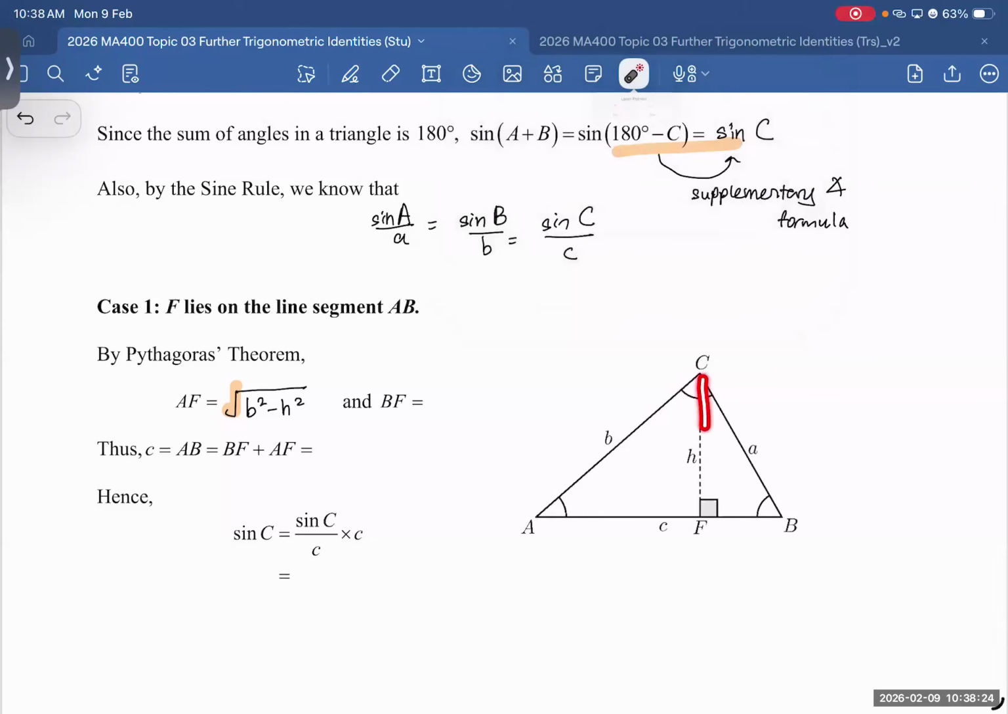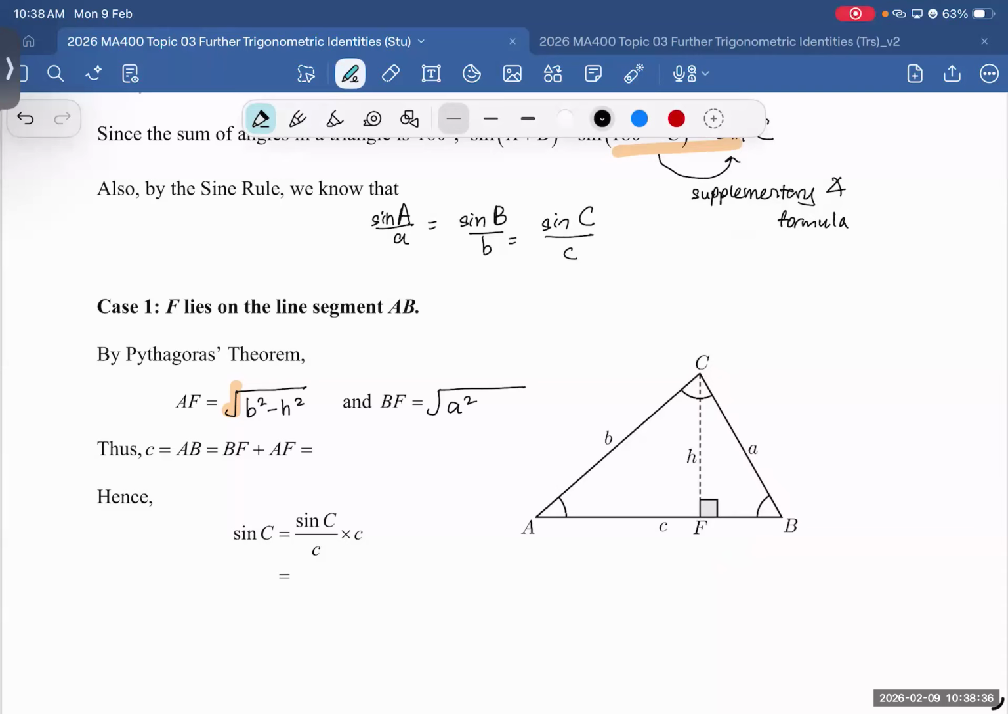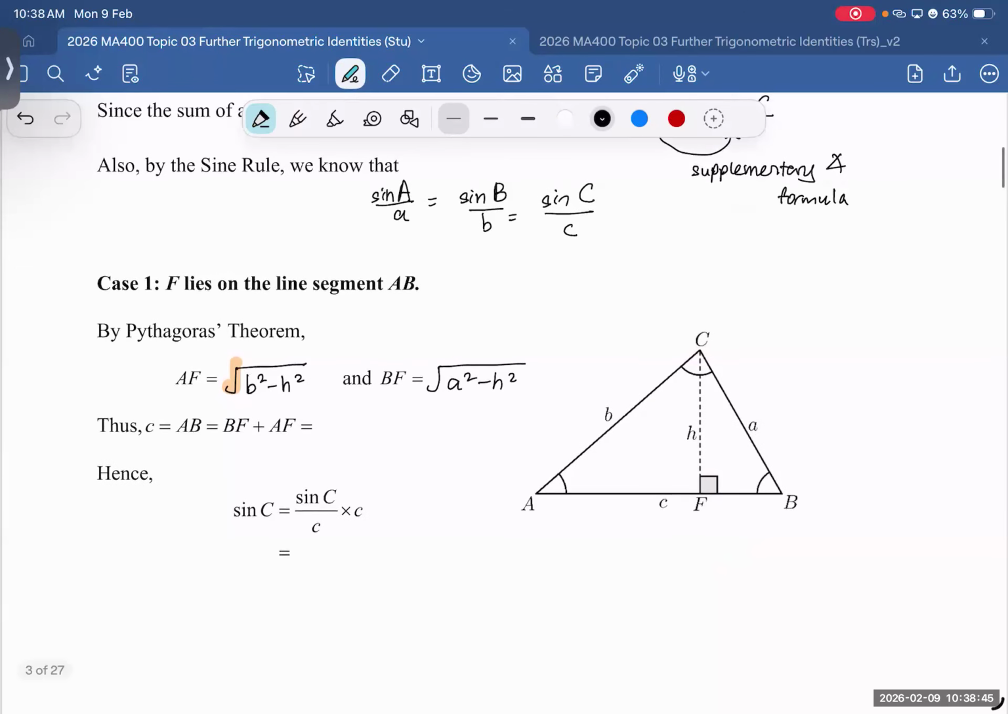BF, can I say is by this triangle? Look at H, BF. Can I say that BF is the square root of A square minus H square? Is it okay? And all by Pythagoras theorem.